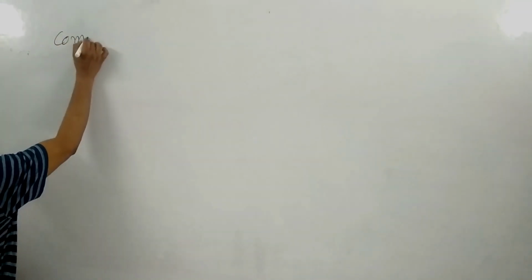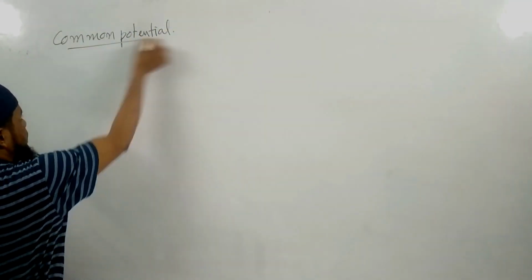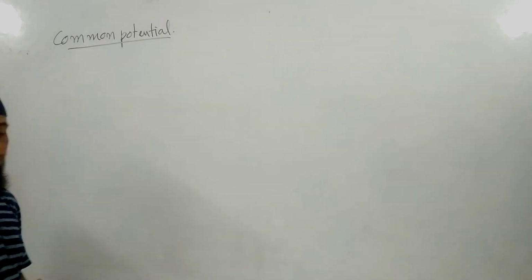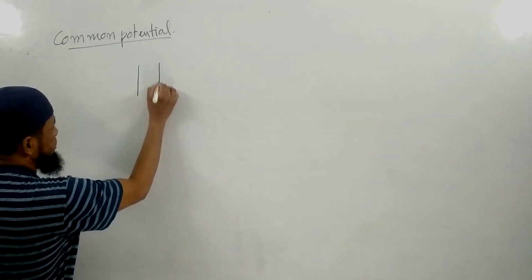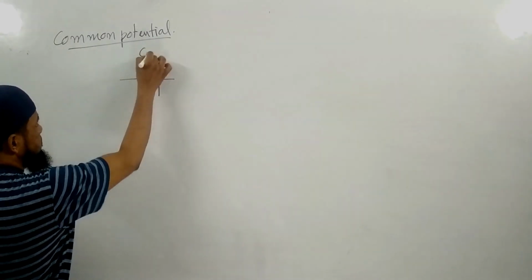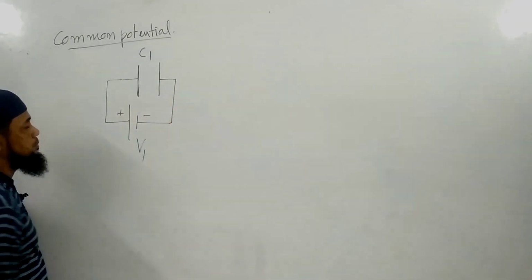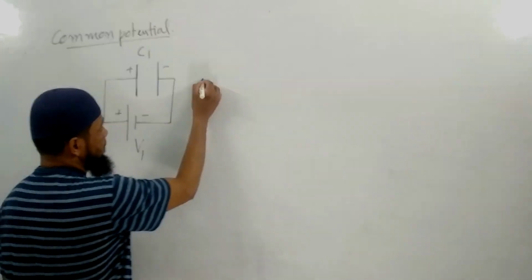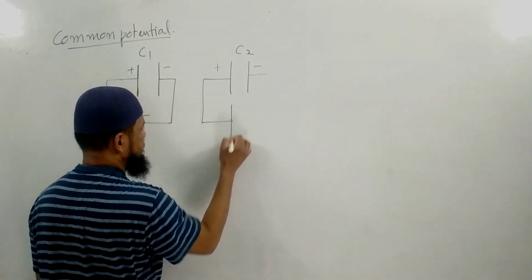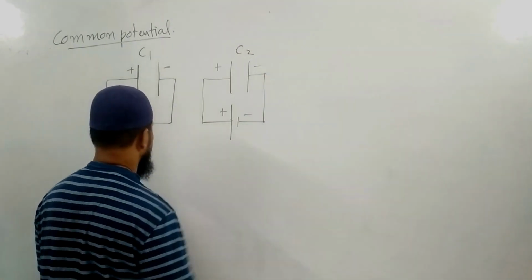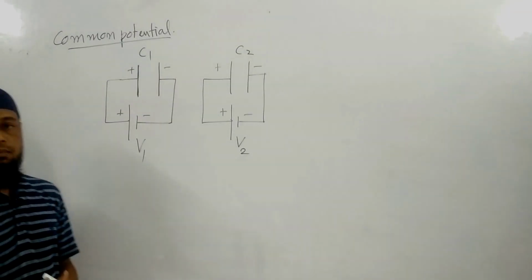Common potential. This is a very popular topic from the NEET point of view, common potential. Let me take a capacitor having capacitance C1 and connect it to a battery of V1 volt. Another capacitor of capacitance C2 is connected to a battery of V2 volt. They are fully charged.